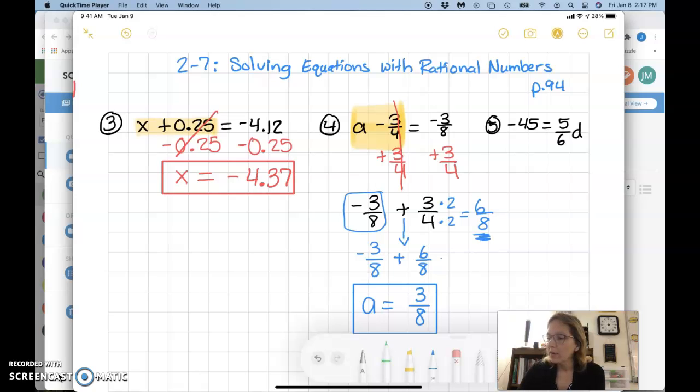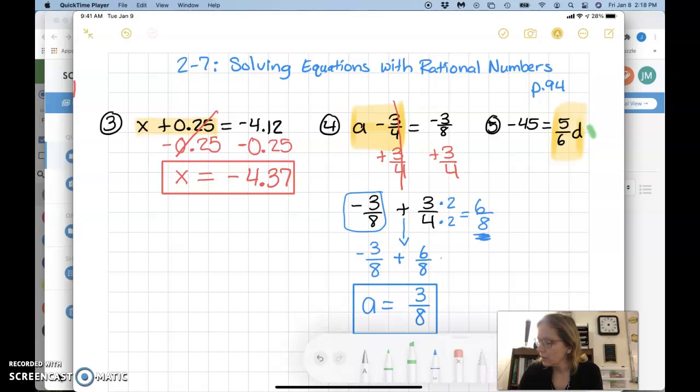All right, for number 5, I have a fraction again, but remember, first I have to see what operation is happening with the variable. When two things are written next to each other, it means multiply. So I have multiplication happening, and I have to do the opposite of multiplication, which is division. But when we divide by fractions, remember our keep, change, flip? I have to flip the fraction.